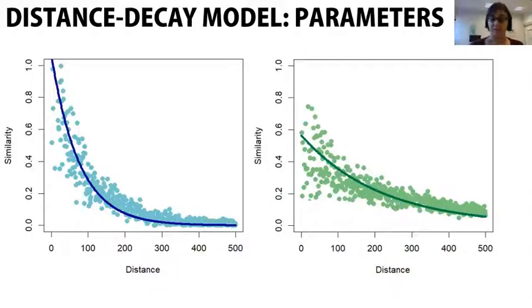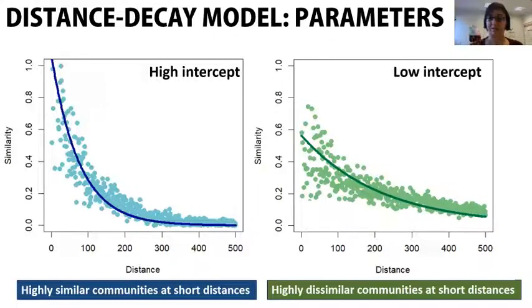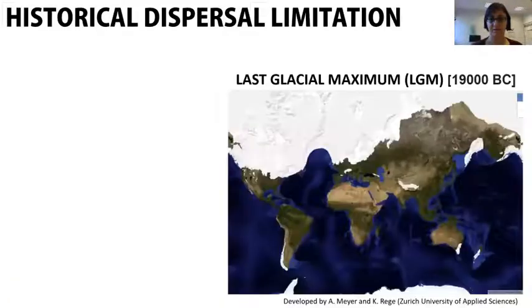In the case of the intercept, what we are talking about is this similarity at the closest distance. So when two localities are very close, do they have the same species in common, or is there quite a turnover even at the closest distances?